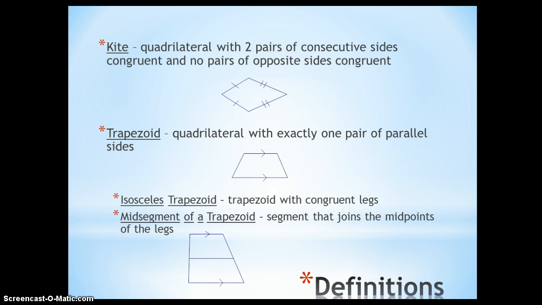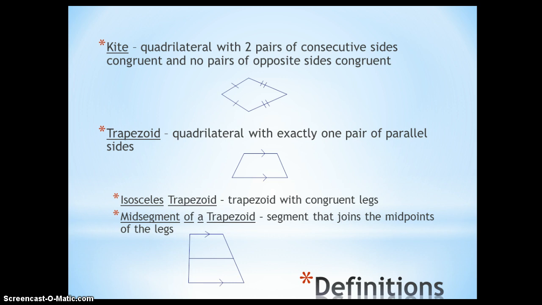A trapezoid is a quadrilateral with exactly one pair of parallel sides. It does not have to have any sides congruent. It must just have one pair of parallel sides. An isosceles trapezoid is a trapezoid with congruent legs, meaning its legs are going to be equal. Now the bases are the sides that are parallel, and the legs are the sides that are not parallel.